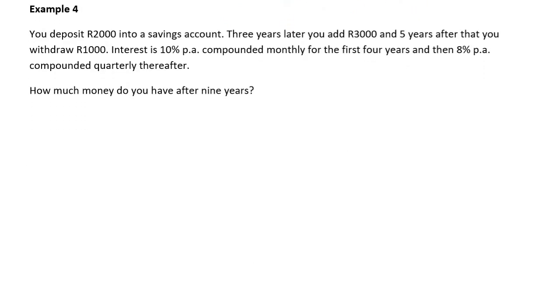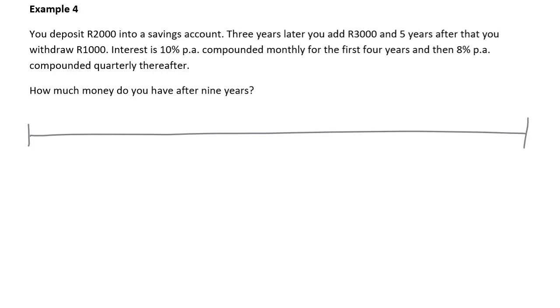The other thing we learned in grade 11 is the idea of timelines. So we're just going to practice one timeline. This timeline says you deposit 2,000 Rand into a savings account. So at time period 0, you deposit 2,000 Rand. 3 years later, so at time period 3, you add another 3,000 Rand. And 5 years after that, so always be careful about 5 years after the beginning or 5 years after that, you withdraw 1,000 Rand.